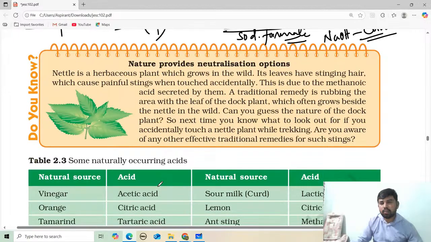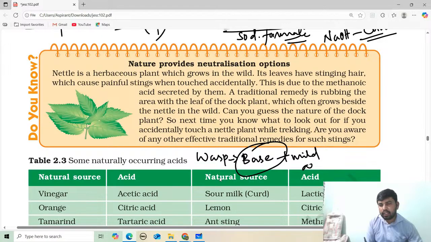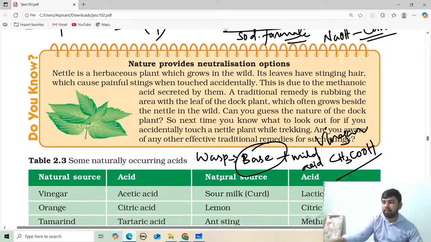Now let us see something else. There is one more bee, the wasp bee. Remember, it is nowhere explained actually. A wasp bee produces a base on biting. This can be neutralized by a mild acid, like CH3COOH, which is nothing but vinegar. So please keep this in your mind. This is about a neutralization reaction.